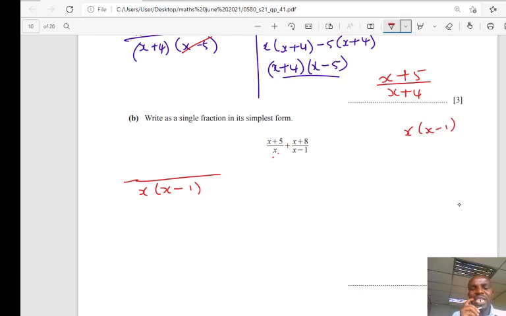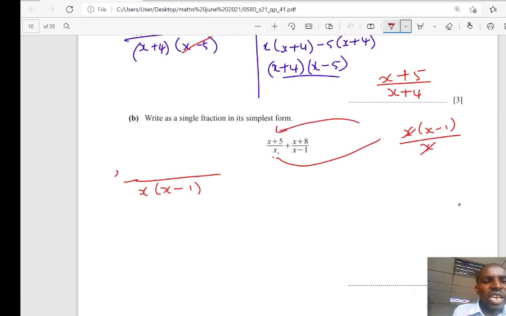That's the common denominator, right? So you say this x into this one. So it's x into this one. So x will cancel, x will be left with x minus 1. So x minus 1 will multiply the numerator, which is x plus 5. So you say x minus 1 times x plus 5, like this.